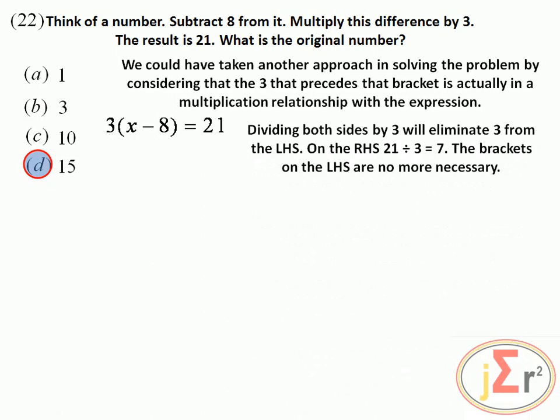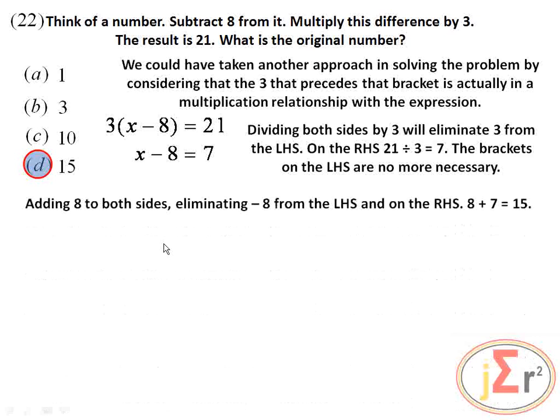The brackets on the left hand side are no more necessary because they are only there to show that the entire thing is being multiplied by 3. Now that we have eliminated the 3, the necessity ceases to exist. So 8 subtracted from x is equal to 7. That's what we have there.